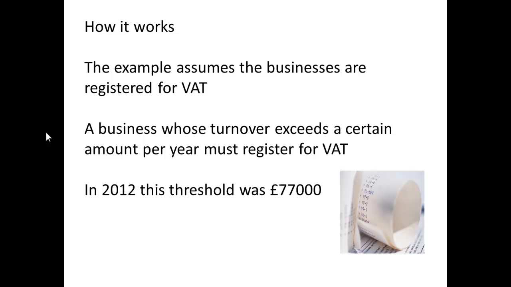Here's how it works. The example, by the way, assumes that all the businesses concerned are going to be registered for VAT. A business whose turnover exceeds a particular amount per year has to register for VAT, and that amount can change from year to year. The threshold for 2012 was 77,000. If your turnover was 77,000 or more, then you should be registered for VAT.